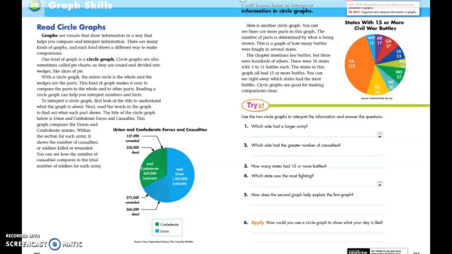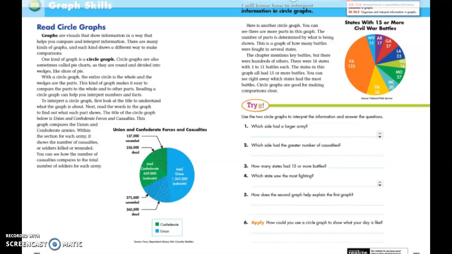Here is another circle graph. You can see there are more parts in this graph. The number of parts is determined by what is being shown. This is a graph of how many battles were fought in several states. The chapter mentions key battles, but there were hundreds of others.